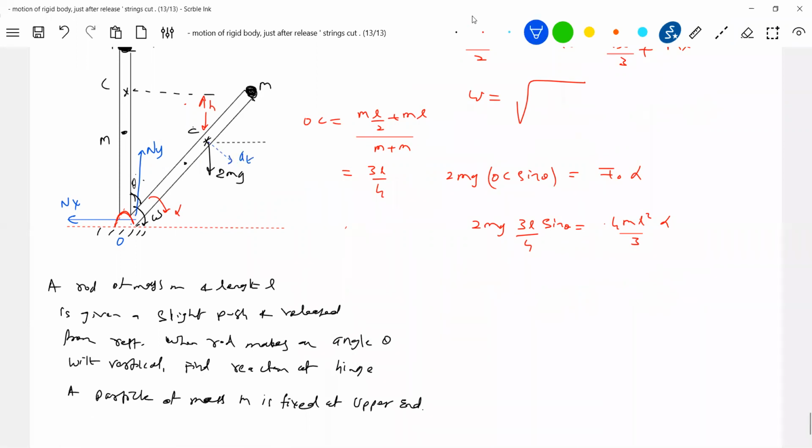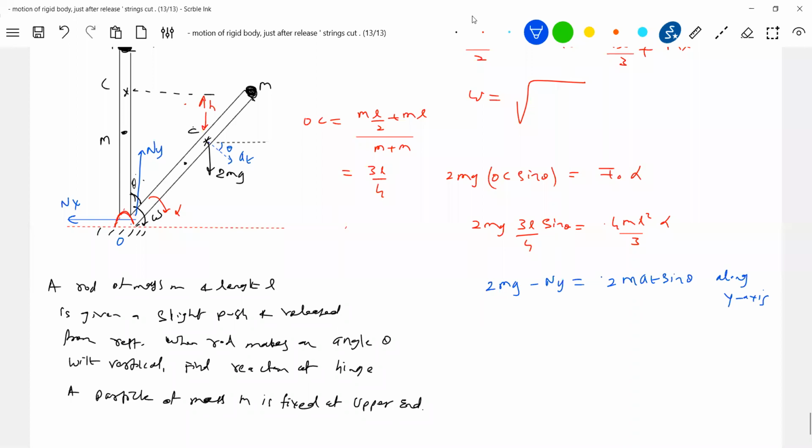So this is theta. So therefore this is theta, this is theta. Then I'll write the equation. 2mg minus Ny is equal to 2m at sine theta. This is along the y-axis because that reaction Ny has to be calculated.